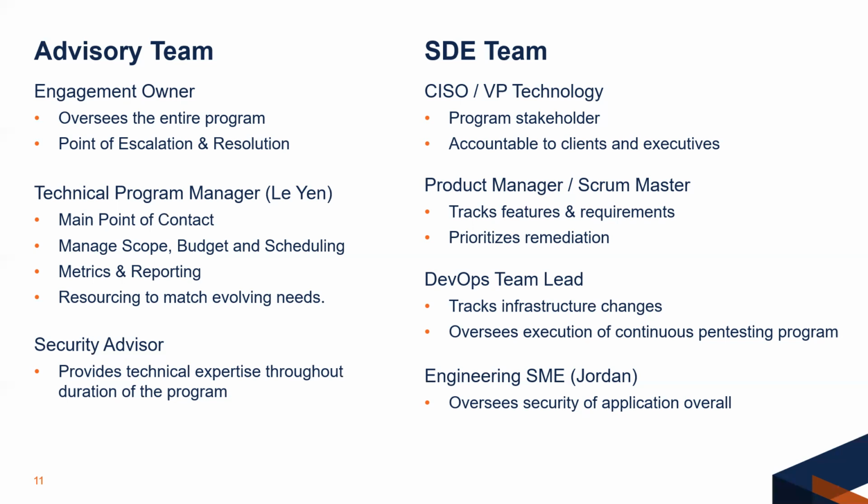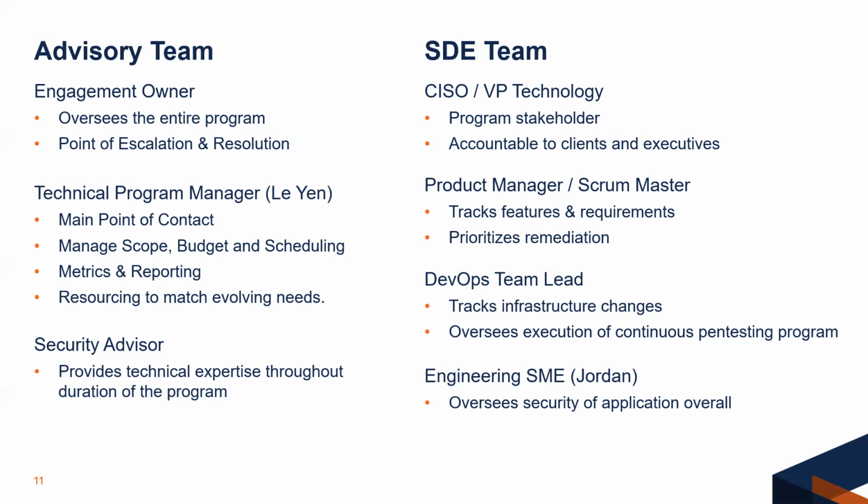The product manager and scrum master are responsible for tracking features and development work within each sprint. So, thus, it made sense for them to be involved in the scoping of each agile pen test. They also have the authority to make decisions on prioritizing remediations and retests.